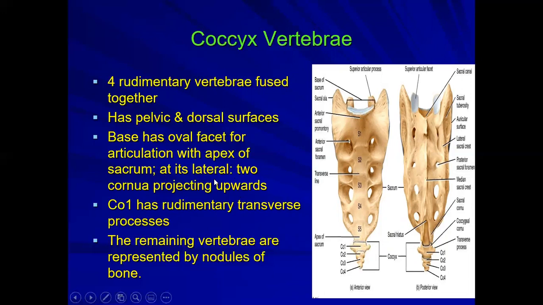On its lateral part, there are two cornua. If you see there, it's very small. There is a coccygeal cornua, which is also a horn-like structure, and the sacral cornua that projects upward. Coccyx number one is special in that it has a rudimentary transverse process. If you see here, this is the rudimentary transverse process, very small. The remaining vertebrae are represented only by nodules of bone.